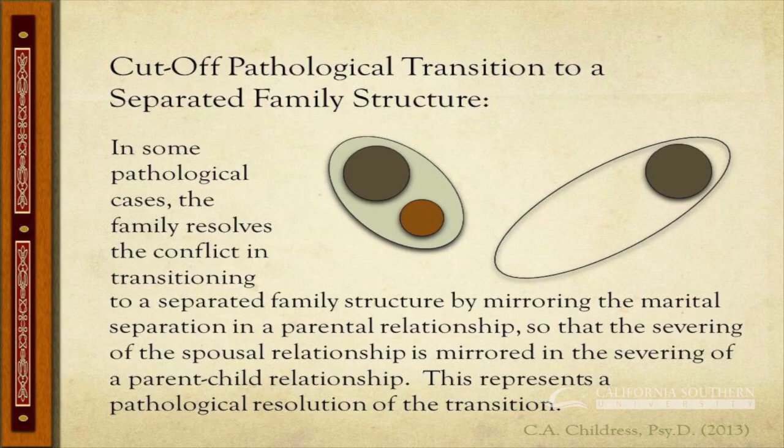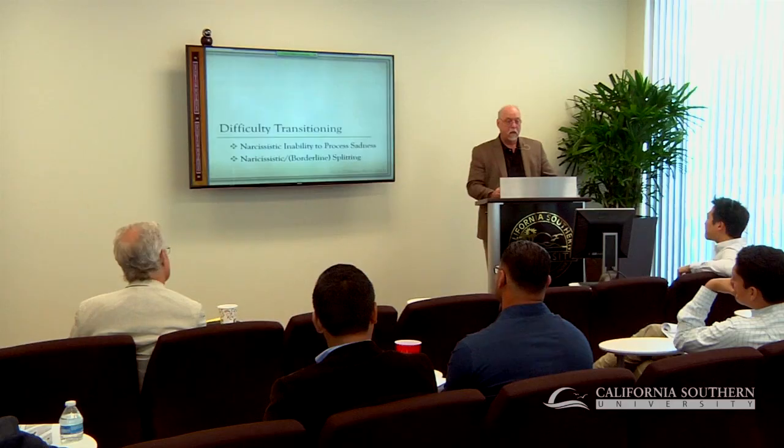In some cases, in pathological cases, there's a split in the relationships, a cutoff in the family relationships, so that the parental relationships mirror the cutoff in the spousal relationships. The person becomes an ex-husband as well as an ex-father, and that's what parental alienation involves. It's a cutoff in the family relationships as a means to manage the family conflict in the situation.